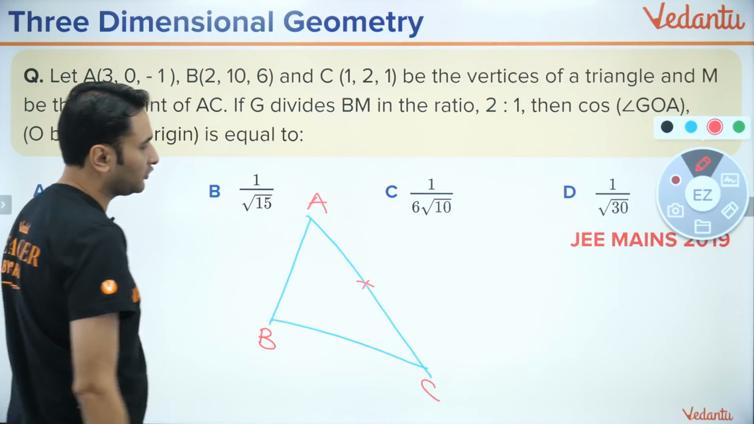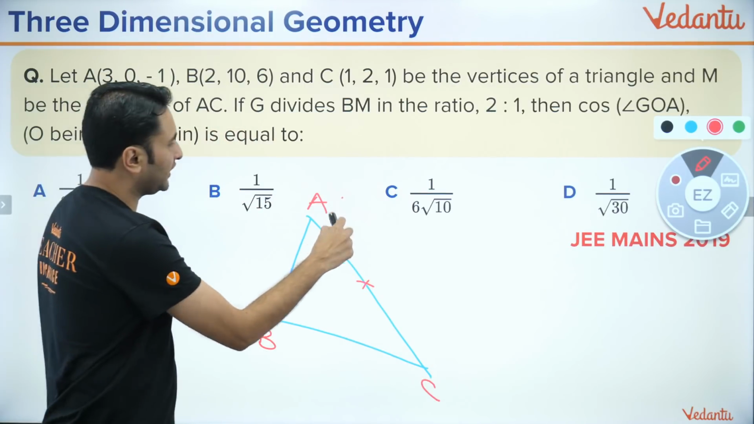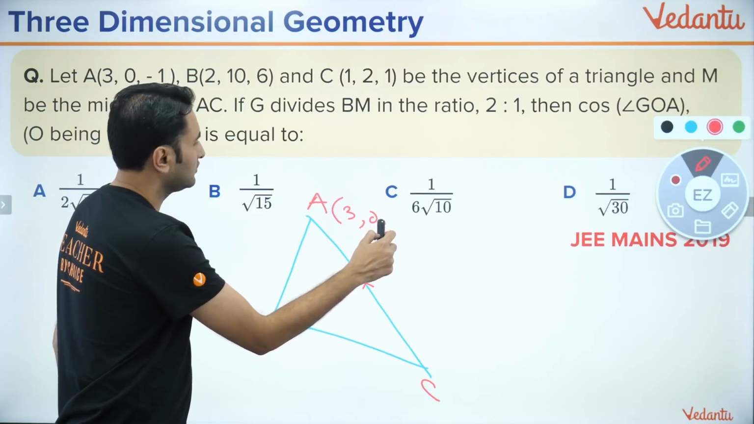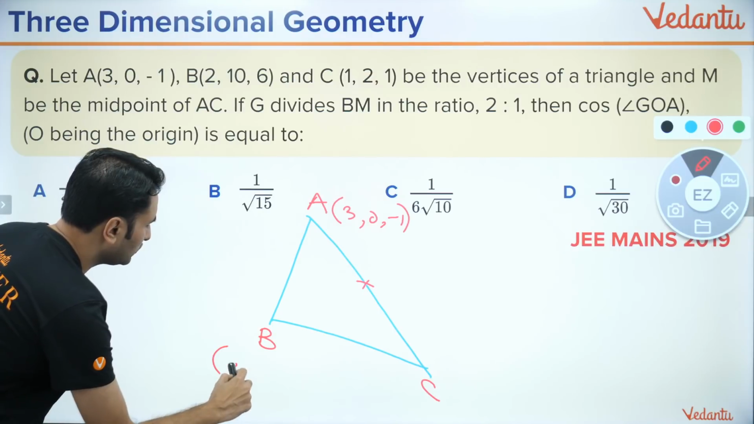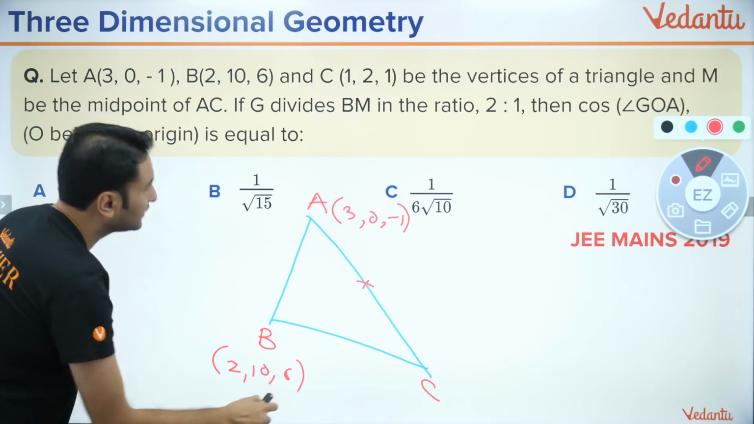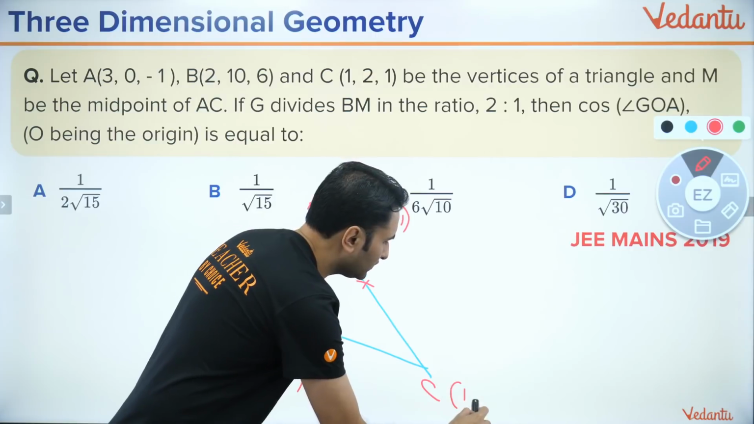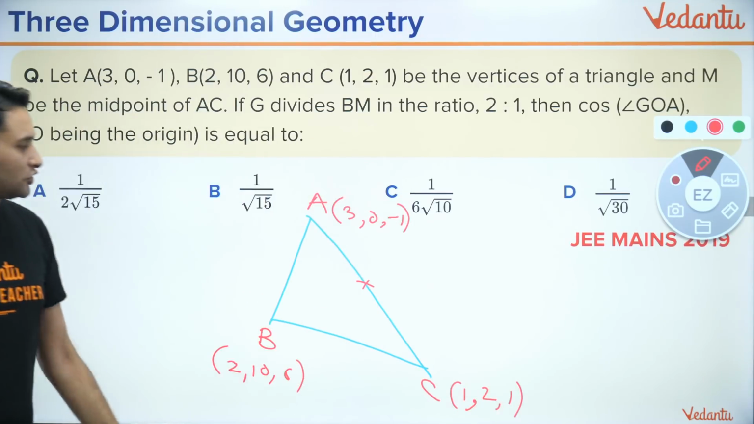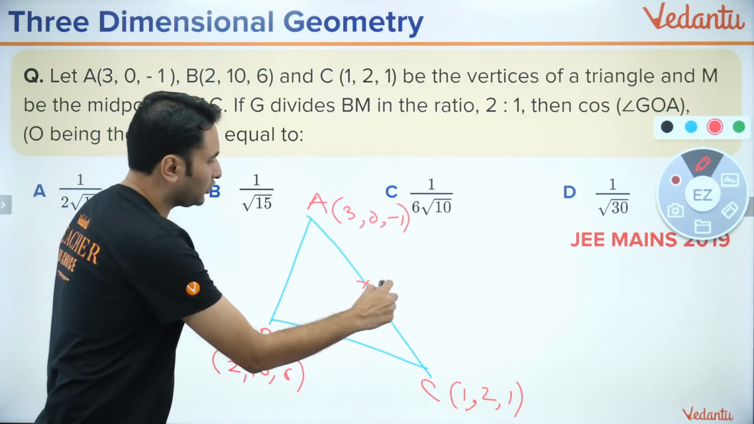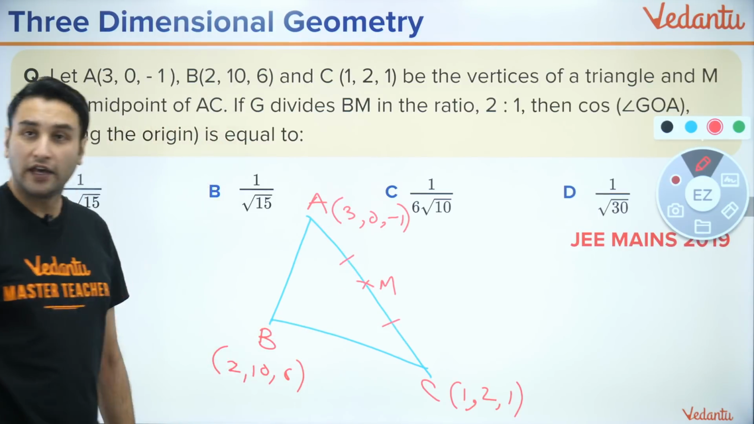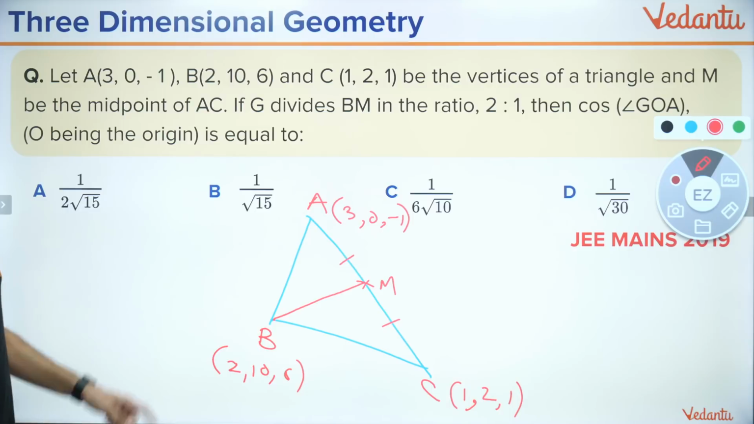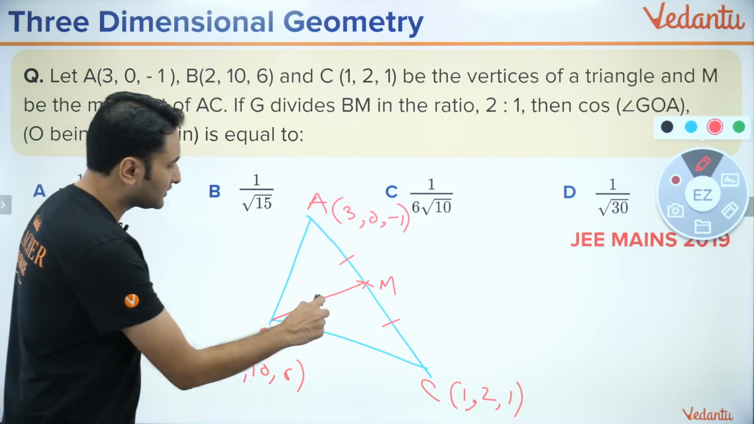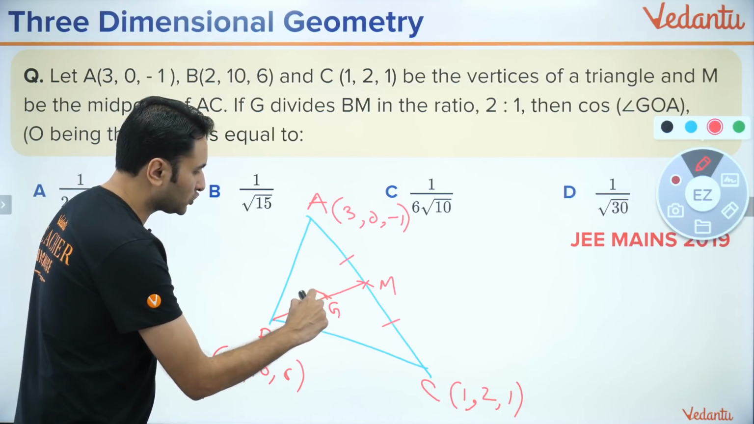You know the midpoint of AC. You know the points. आपको A पता है. It is 3, 0, -1. And you know B. This is 2, 10, 6. And you know C. This is 1, 2, 1. बच्चों, you are given M is the midpoint of AC. And there is a line BM, but there is a point G which divides this in the ratio 2:1.